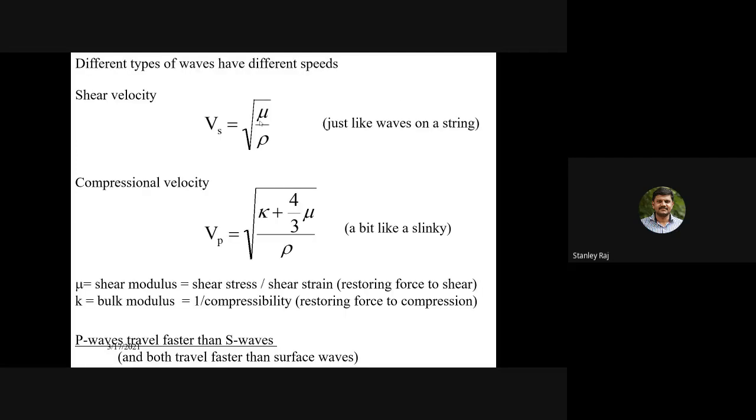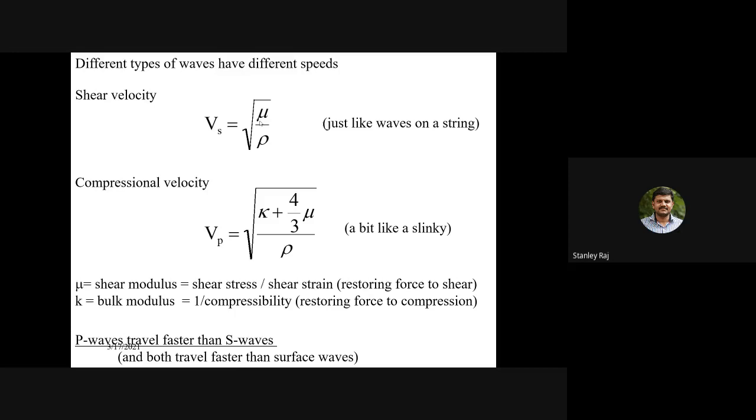Different types of waves have different speeds. We have the equations for shear velocity and compressional velocity. Can you say what the shear velocity is? Yes, shear velocity is the velocity due to the secondary waves. Compressional velocity is due to the primary waves, which play the major role in compression and dilation of the particles.